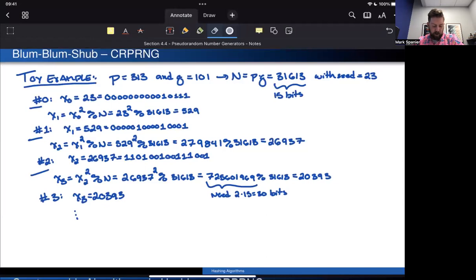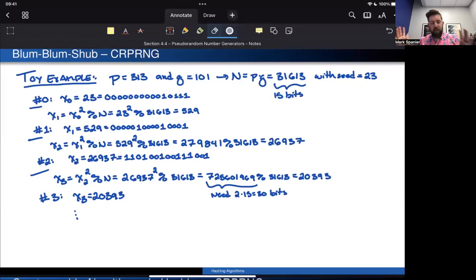So 23 squared mod n. Well, 23 squared is just going to kick out 529, so I don't actually need the reduction modulo n there because I was not yet large enough. But then when I take 529 and square that, it will generate a number that is larger than my modulus n. So I get 279841. You reduce that, and it kicks out 26937. Take that and you square it. That starts to create much larger numbers.